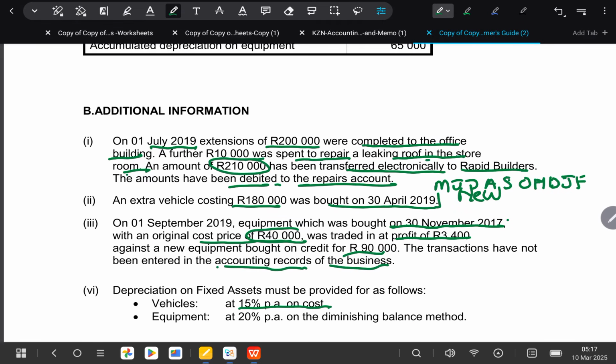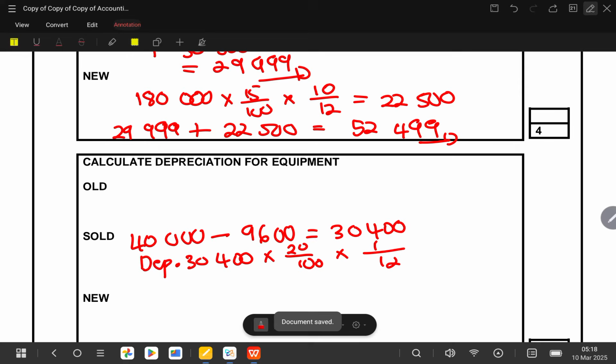year when was it sold. According to the information they said it was sold on the 1st of September. So on the 1st of September 2019. So in the present financial year it was with us from March, April, May, June, July, August. We can't count September because it's the end of the year, so we'll multiply it by 6 over 12. Okay, and then this will be the depreciation that we get.